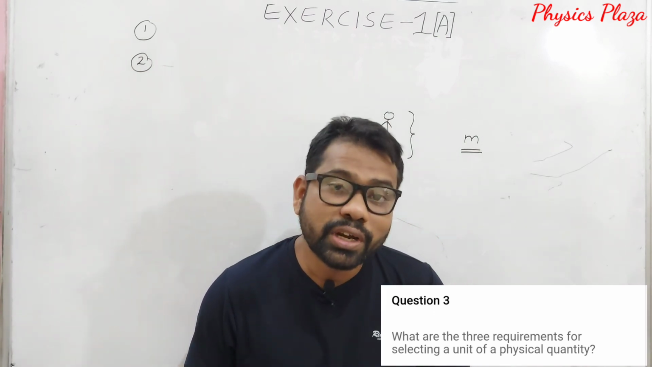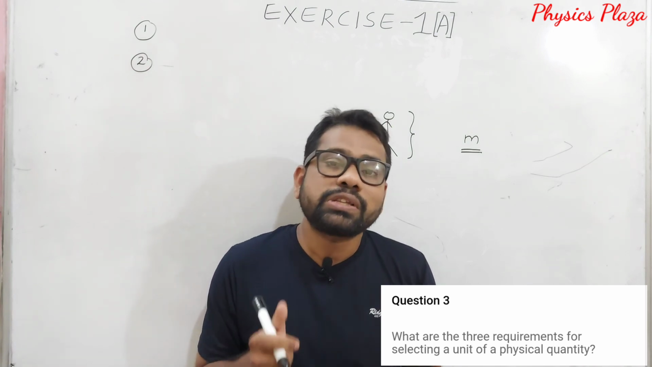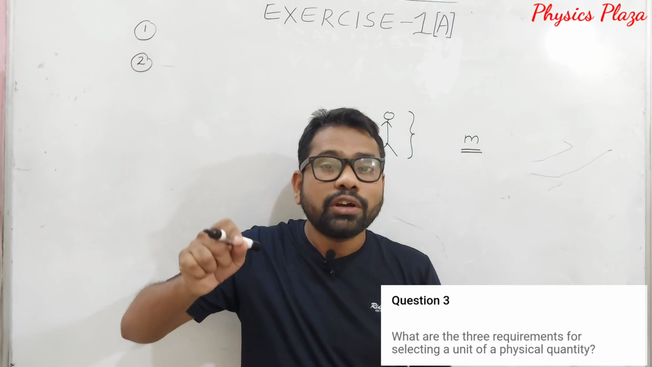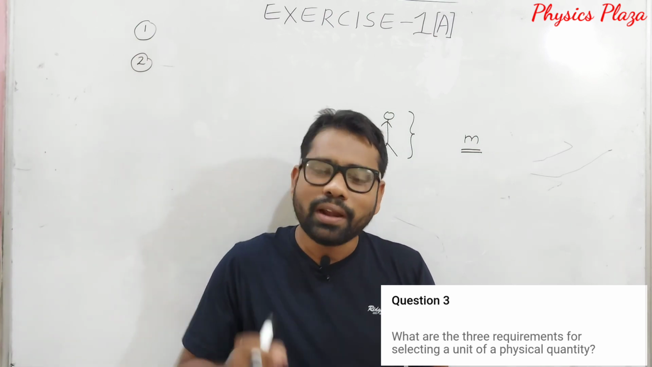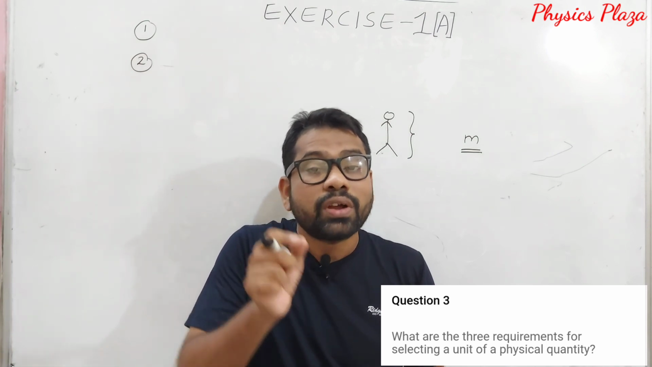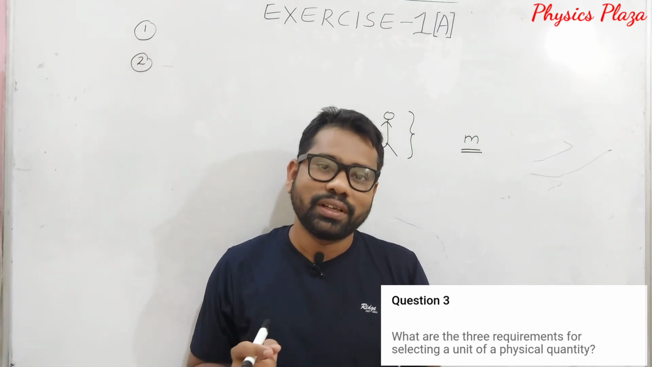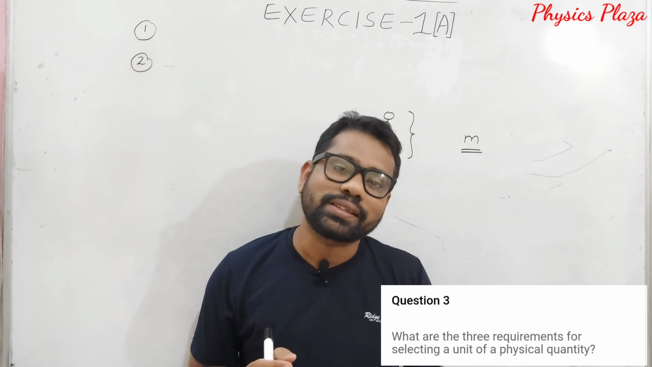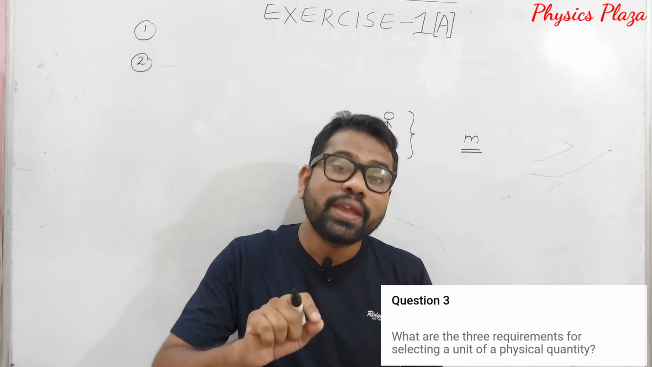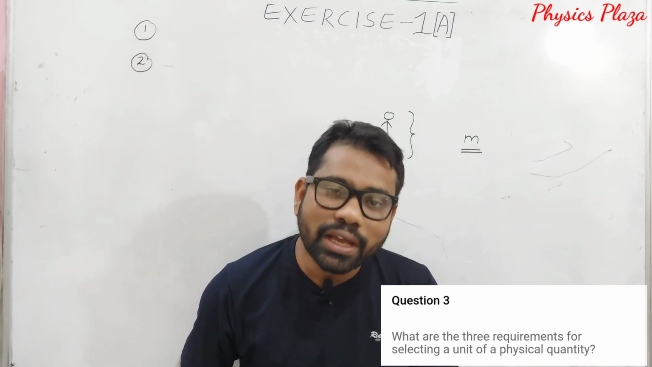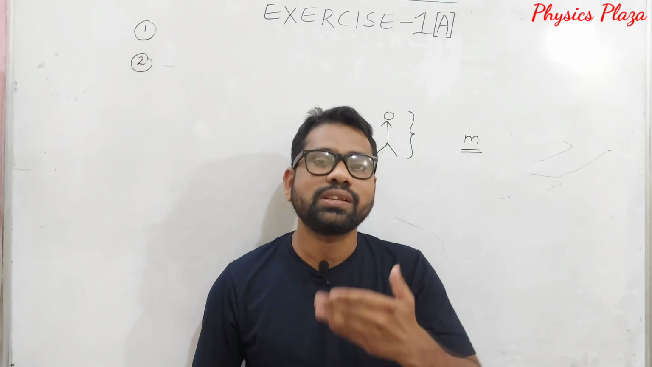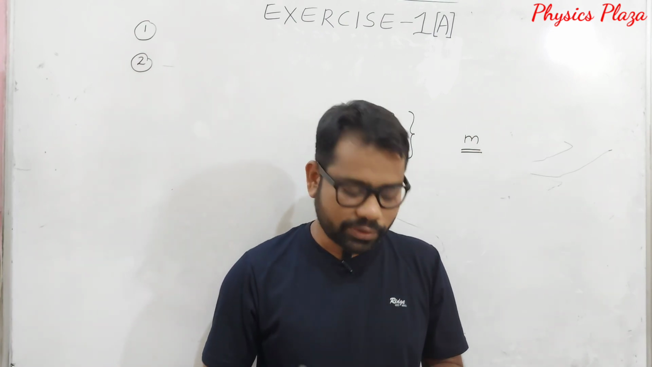So what is the first one, dear children? Just note down. The first one is, unit should be defined without ambiguity. It should be defined without ambiguity, first one. And the second one, it should be convenient in size. It should be convenient in size. And third one, it should not change with space and time. It should not change with space and time. So these are the 3. As they asked only 3, we will be writing only 3 requirements.